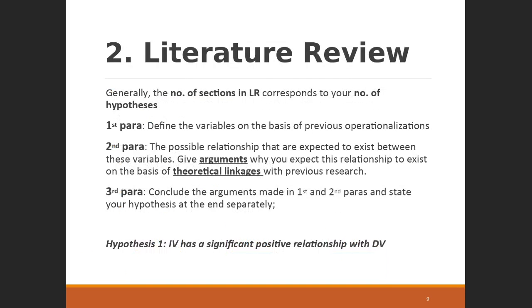So each section of your literature review should be divided into three paragraphs. Please follow this template. In the first paragraph, you need to define the variables on the basis of previous operationalizations. In the second para, you need to discuss the possible relationship that you expect to exist between the variables, give arguments why you expect this relationship to exist on the basis of theoretical linkages with previous research in mind. And in the third paragraph, you need to conclude the arguments made in the first and second paragraphs and state your hypothesis at the end separately.